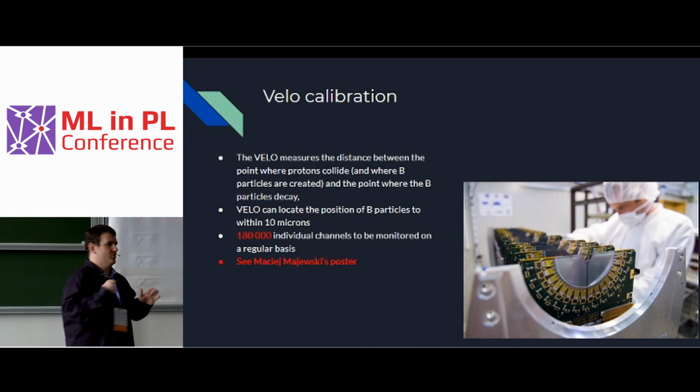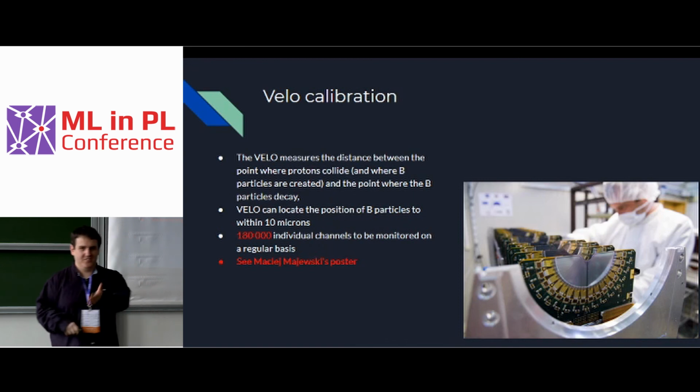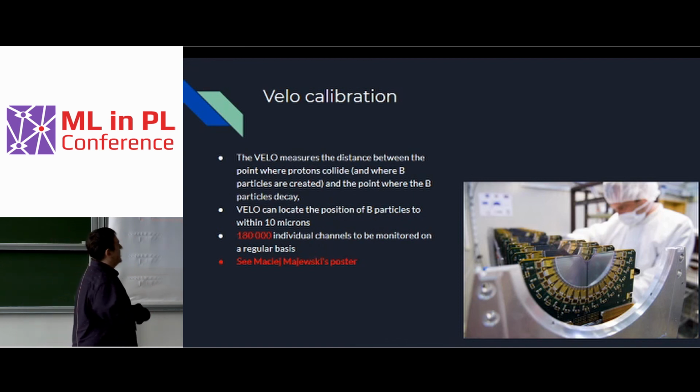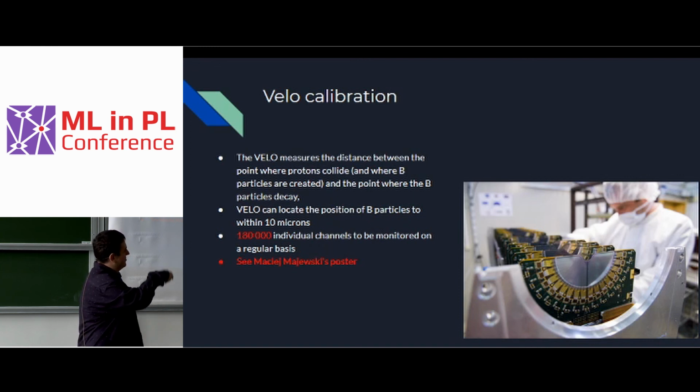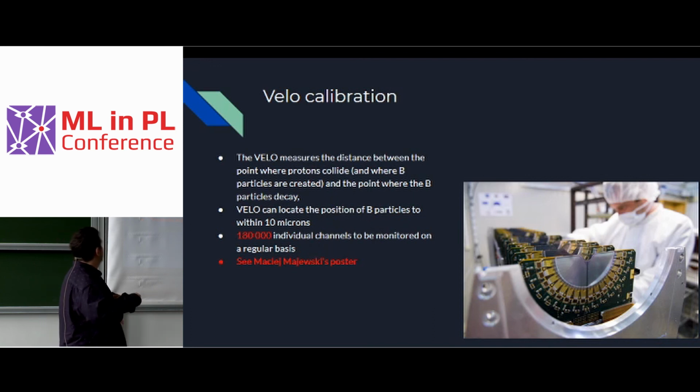Okay, I would like to invite you to the poster session where my colleague, who is sitting here, will be talking about his project. You probably heard about the Velo, as I told you about the Velo. Velo is a silicon strip detector which looks like this. And in this particular project, we need to do a calibration. We've got about 180,000 channels, sorry, that we need to monitor. And Maciek will be really happy to tell you more about this. So today, probably he will be here.